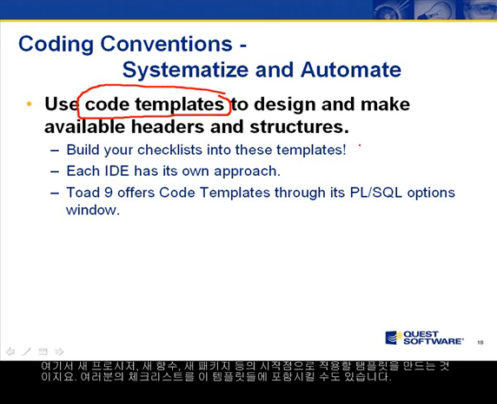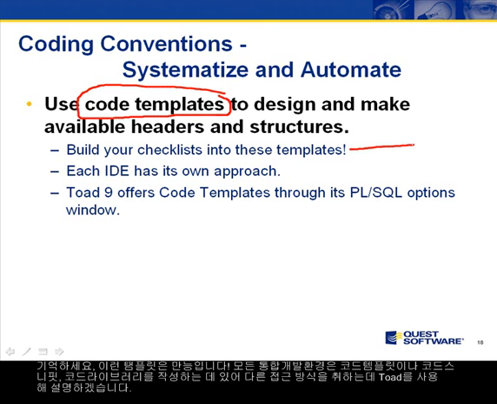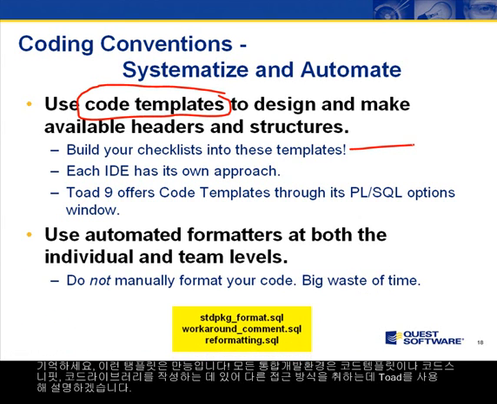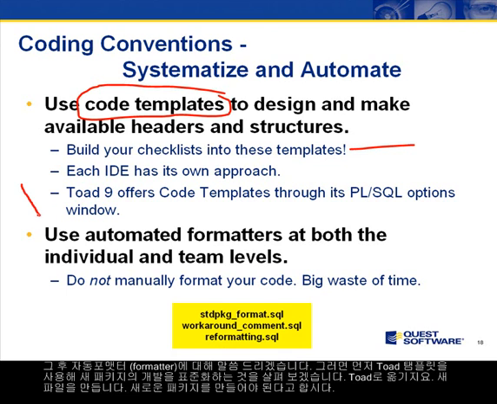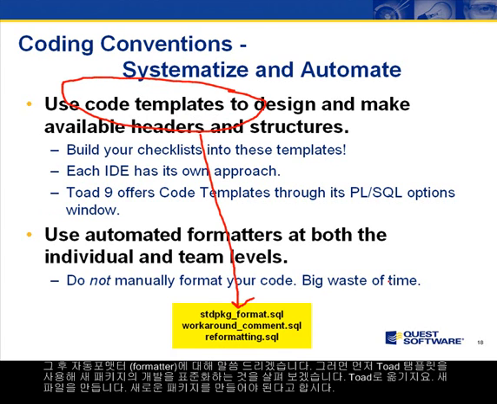You can build checklists directly into these templates. Don't forget, do this, that, and the other. And pretty much every IDE has its own approach to doing these code templates or code snippets or code libraries. And I'll give you an example of doing this with Toad. And then I'll come back and talk about automated formatting. So first of all, let's take a look at using templates in Toad to standardize the development of new packages.